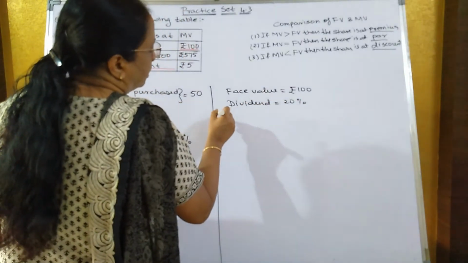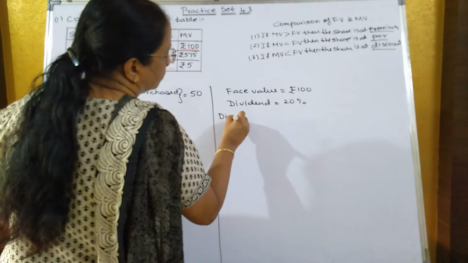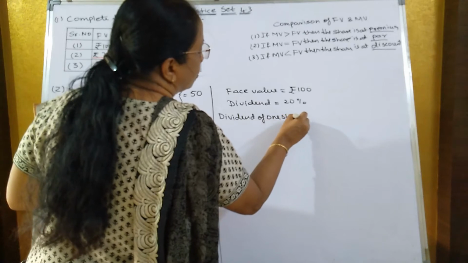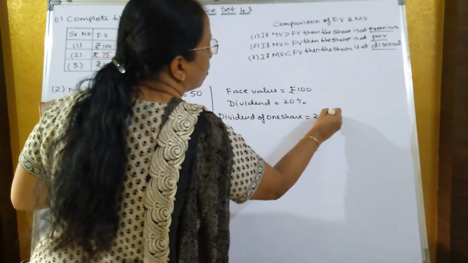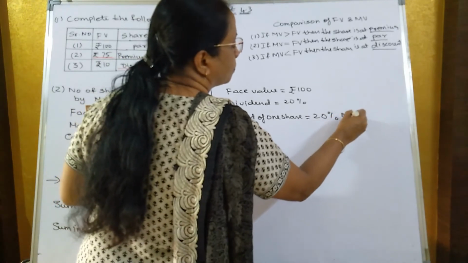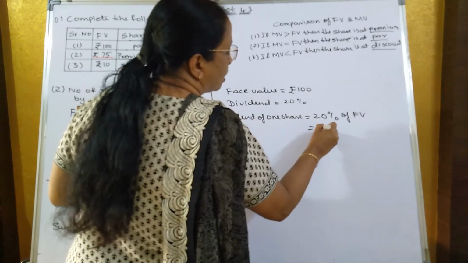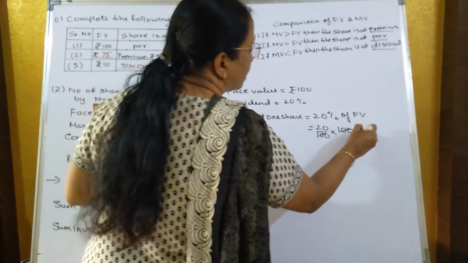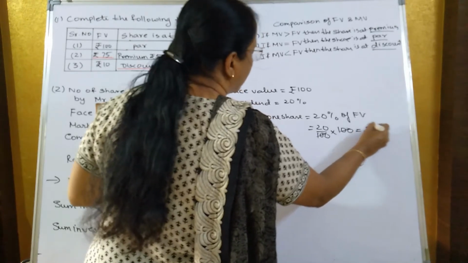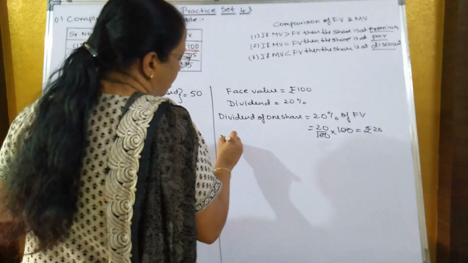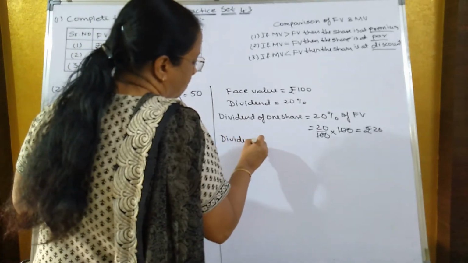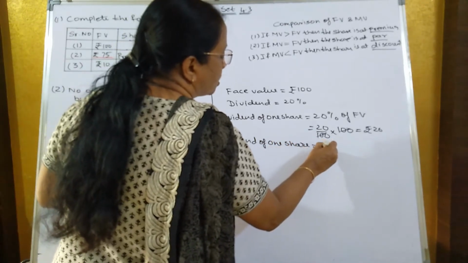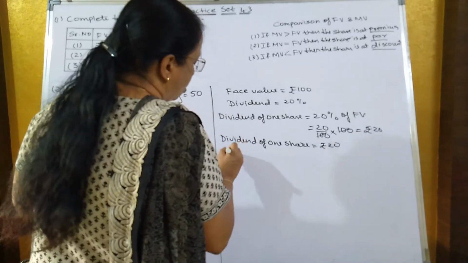Therefore, dividend of one share is equal to how much? 20% of face value. That's equal to 20 upon 100 into face value. Face value is how much? 100. 100 and 100 will go away. That's equal to ₹20. So dividend of one share is equal to ₹20.